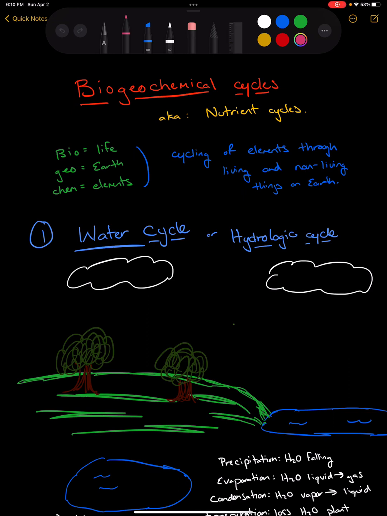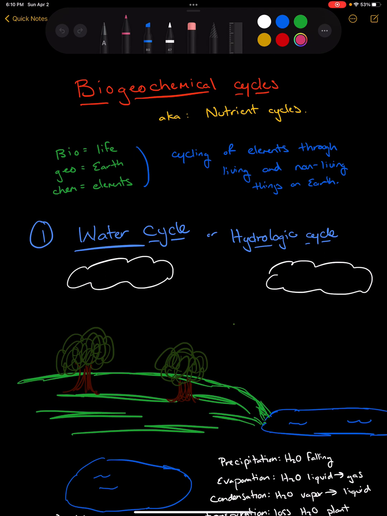All right, guys, let's talk about our nutrient cycles, or our biogeochemical cycles. Now, biogeochemical is a really big name, but it's a pretty easy thing, because bio we know means life, geo means earth, and chem is referring to the elements. And remember, this is in a cycle. So I'm cycling my elements through my living and my non-living things on earth, right?